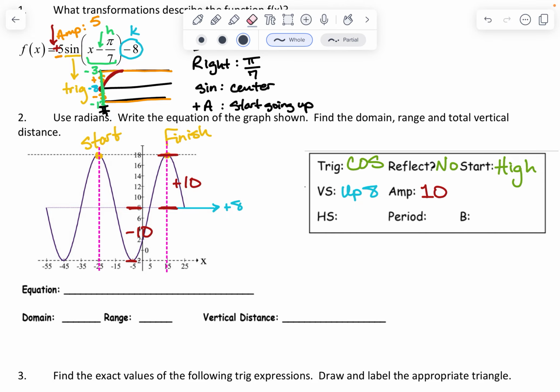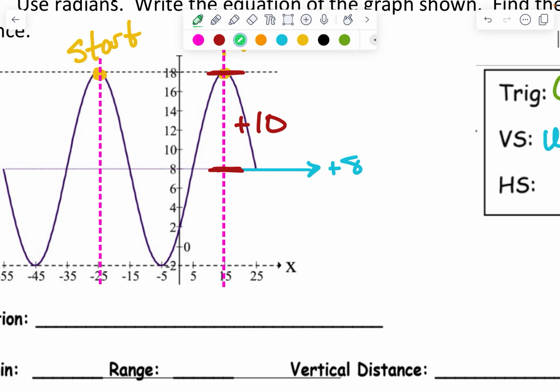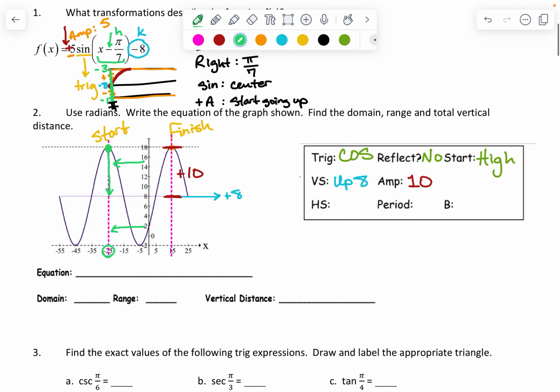Horizontal shift is going to deal with where the graph originates. So if we look at our starting point, this would normally start at 0. But instead of starting at 0, we have moved left. And how far left have we moved? Well, we're over here at negative 25 now. So we moved left 25.